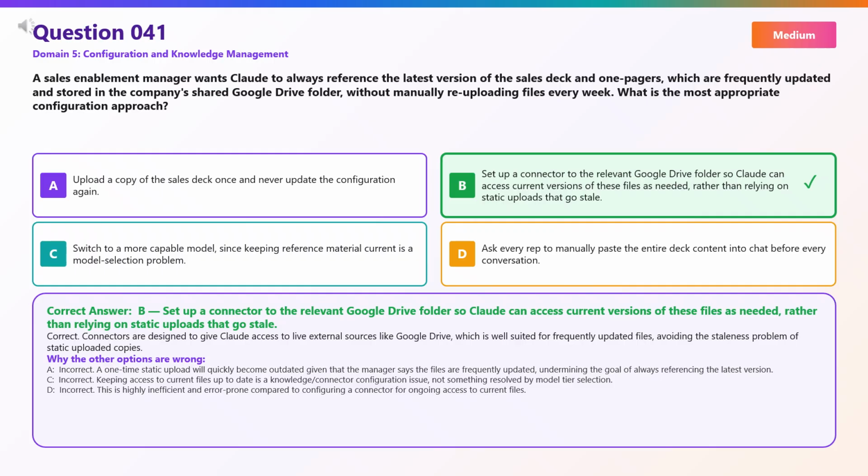C. Switch to a more capable model since keeping reference material current is a model selection problem is incorrect. Keeping access to current files up to date is a knowledge connector configuration issue, not something resolved by model tier selection. D. Ask every rep to manually paste the entire deck content into chat before every conversation is incorrect. This is highly inefficient and error-prone compared to configuring a connector for ongoing access to current files.